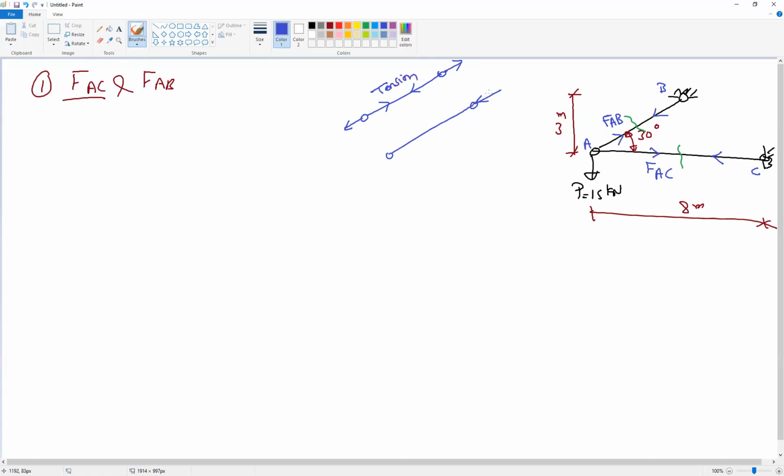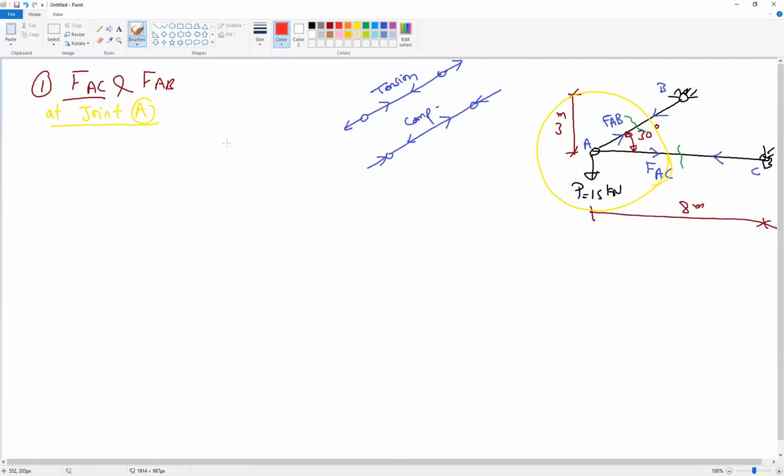If the force is pulling the member, then the member is under compression. So I assume tension because this is a positive sign. To find the forces, we need to study joint A. So at joint A, just extract the joint.